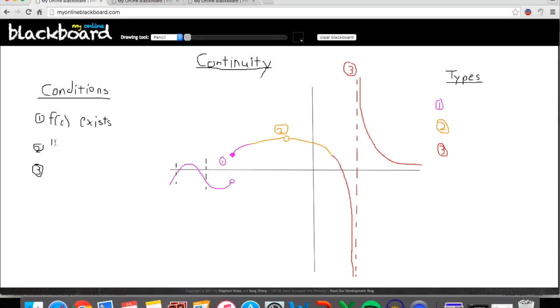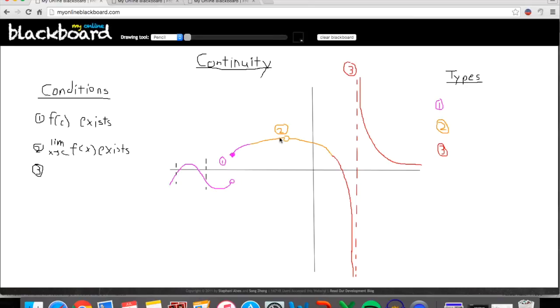The second condition is that the limit as x approaches c exists. So what this means is that it approaches some value. Now you may be asking, well, isn't that the same thing as number one? Well, no, because the limit is not just plugging in the number, if you remember. The limit is when you approach it from the left and approach it from the right.